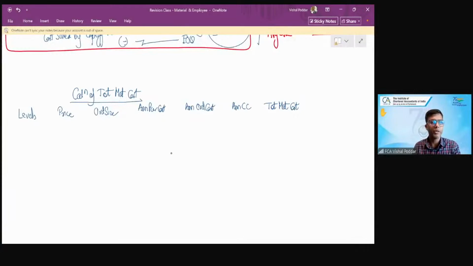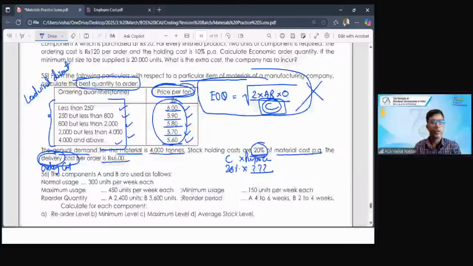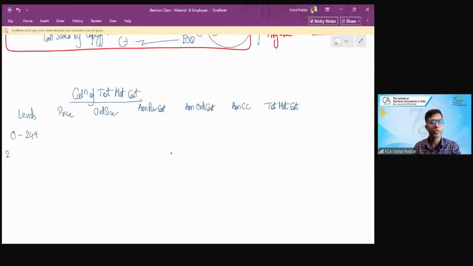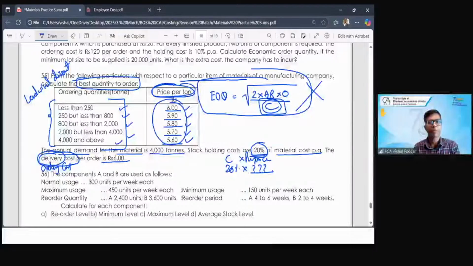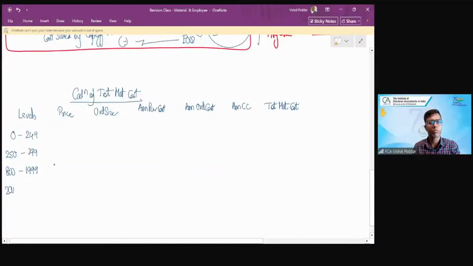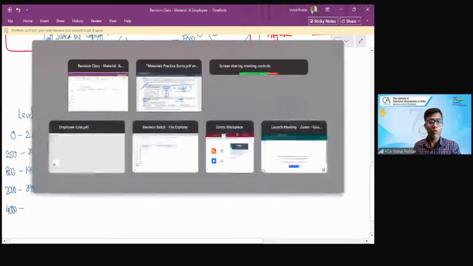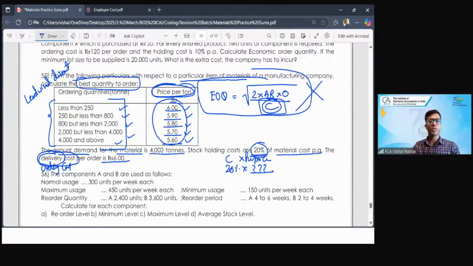So first is less than 250, so it means 0 to 249. Then 250 but less than 800, so it is 250 to 799. Then it is 800 to 1999. Then 2000 to 3999. Then 4000. Now, interestingly, they are saying 4000 and above. What is 4000 and above? There is nothing above because there will be no limit. So your end limit is this.